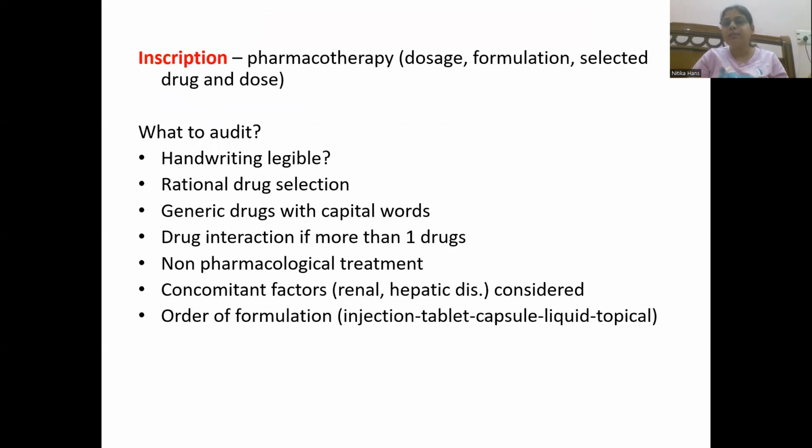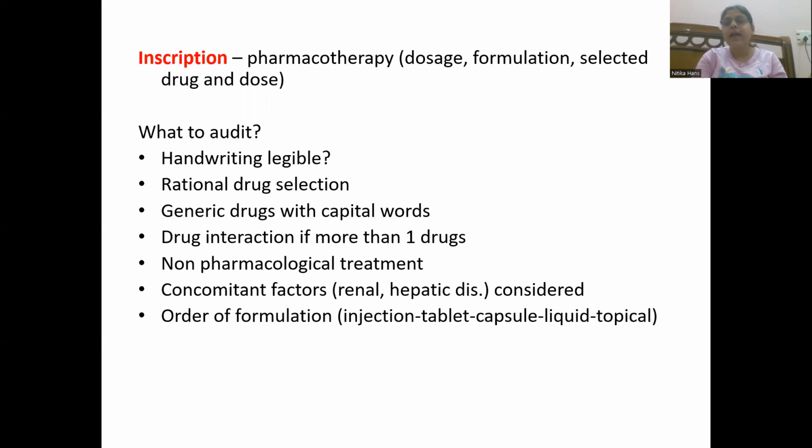Inscription is pharmacotherapy. What is the dosage form of the drug, like tablet, capsule, syrup, solution, inhaler? What is the formulation? What is the dose given? What is the drug selected, what is the dose selected, what is the formulation selected? That is how to audit.